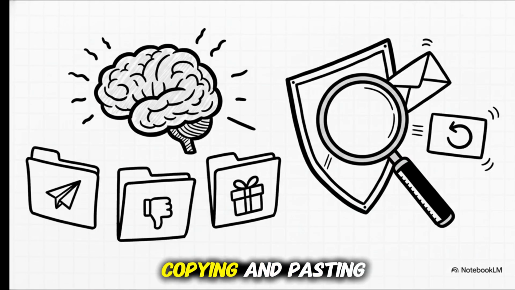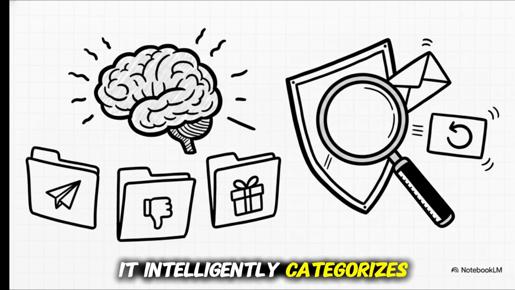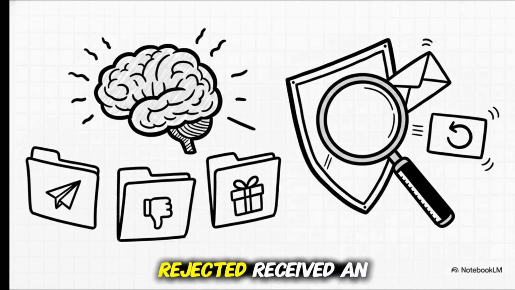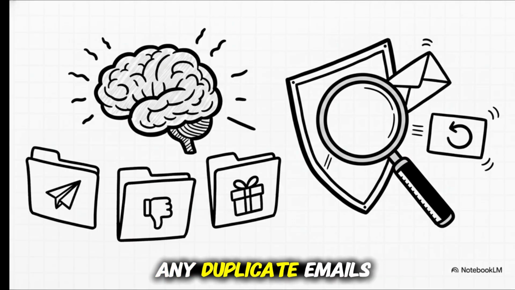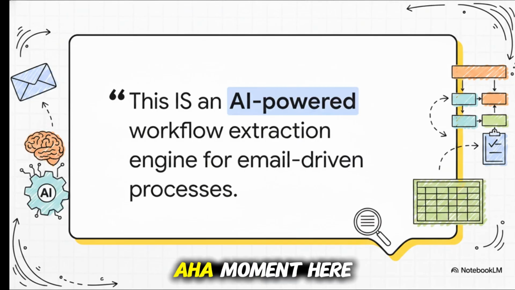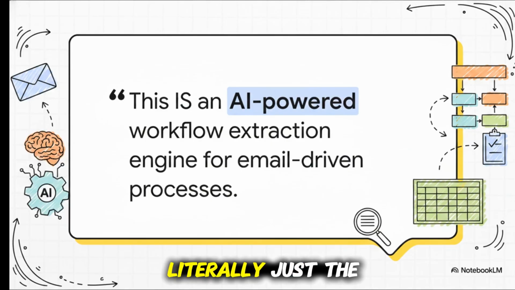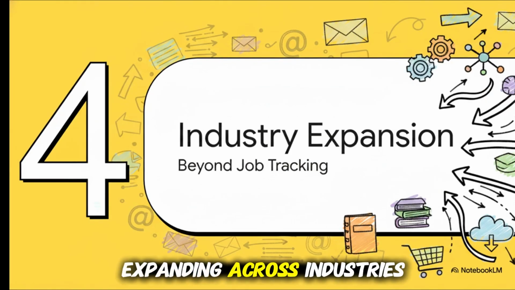But it goes way beyond just copying and pasting static text. It actually understands context. It intelligently categorizes dynamic statuses, so it knows instantly if your status is applied, if an interview is booked, if you've been rejected, received an offer, or if you've withdrawn. And it's tracking all of this while simultaneously ignoring any duplicate emails. Which brings us to a massive aha moment here. This is not just a job application tracker. This is an AI-powered workflow extraction engine for email-driven processes. Job tracking is literally just the first vertical proving the immense power of this underlying engine. That leads us perfectly into Section 4, expanding across industries.